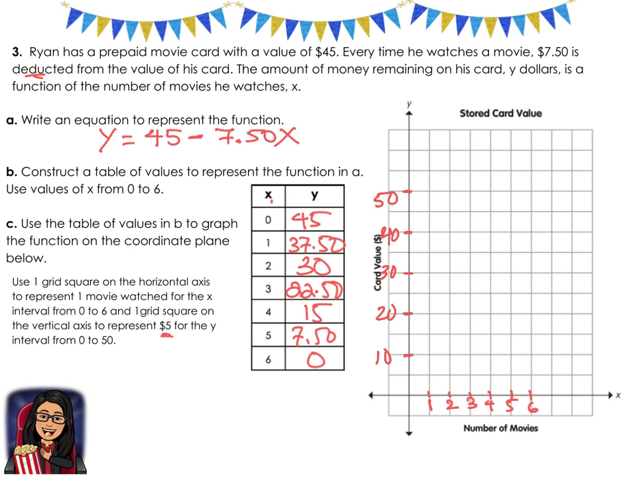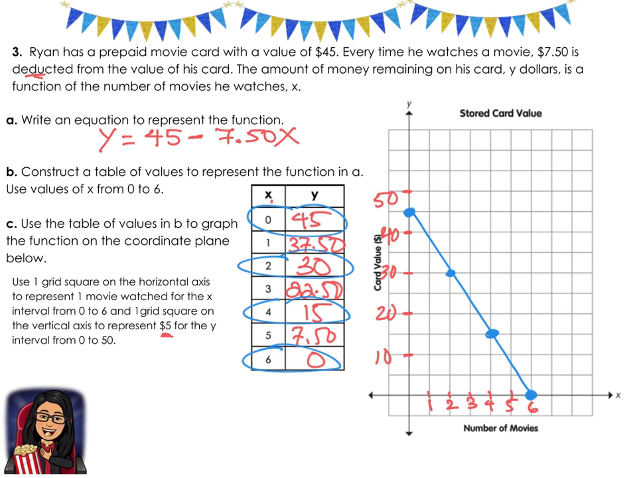So the first one is 0, 45. So this is 0, 45. I'm going to graph 2, 30, and again, I'm just going to do the easier ones first. All right, so 6, 0, and 4 is 15. So what I'm going to do is I'm just going to connect these points. All right, so I connected the points, and then again, you can just go into where 1, and you'll see that it's 37.5. So I don't really have to plot those points. All right, so then that's it.